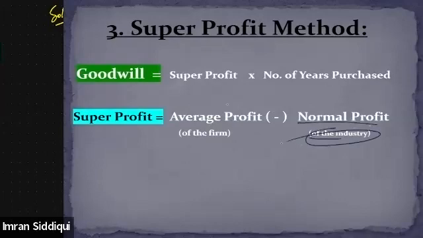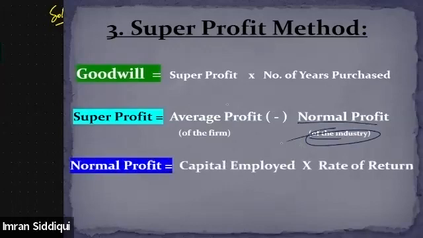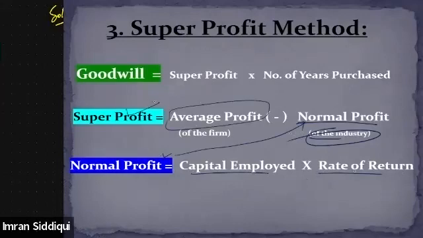For this, we need to apply a different formula. This is the formula to determine the normal profit of industry. According to this formula, in order to calculate normal profit, we need to multiply the capital employed by the firm into the rate of return prevailing in the market. These two pieces of information will be there in the question. All we need to do is multiply this, and we will get the normal profit. We will put the value of the normal profit here, subtract it from the average profit, and we will get the super profit. We will put the super profit in the formula, multiplying it with the number of years purchase, and we will get the value of the goodwill.